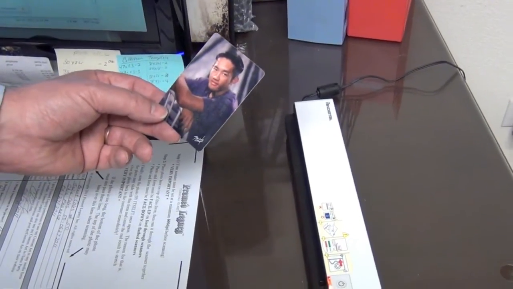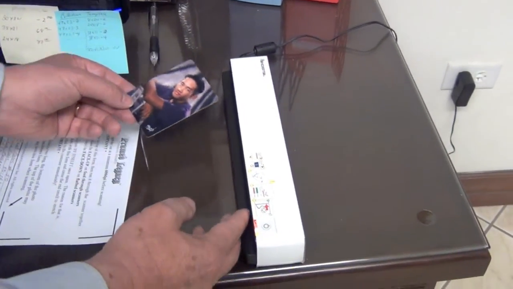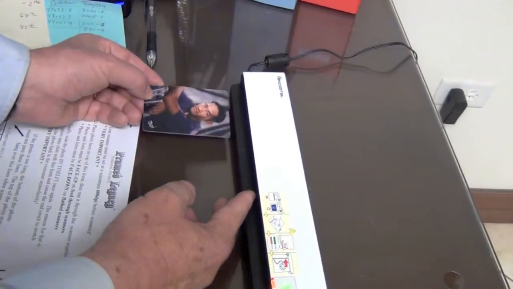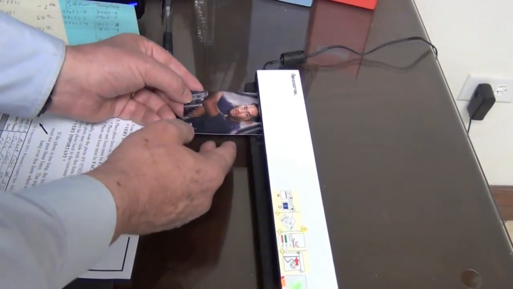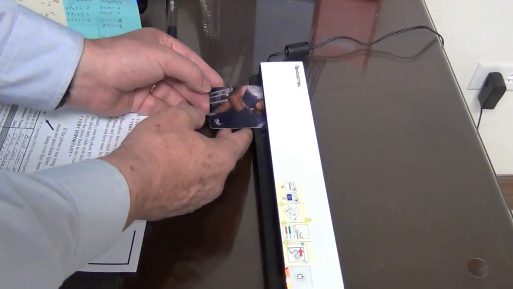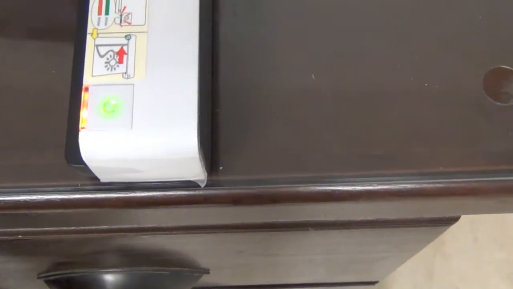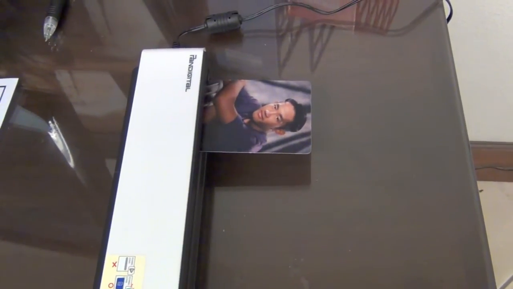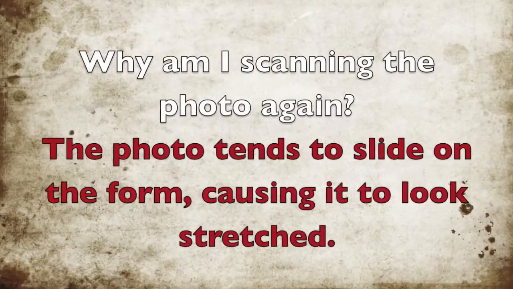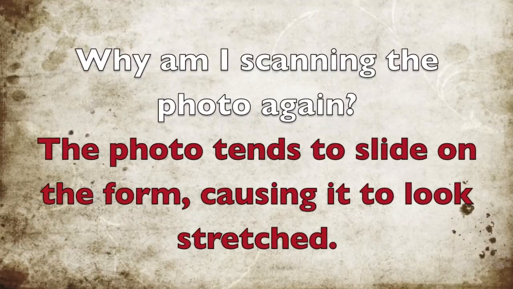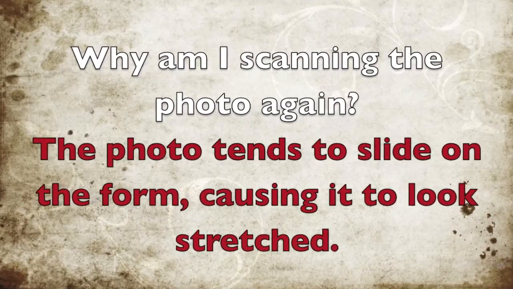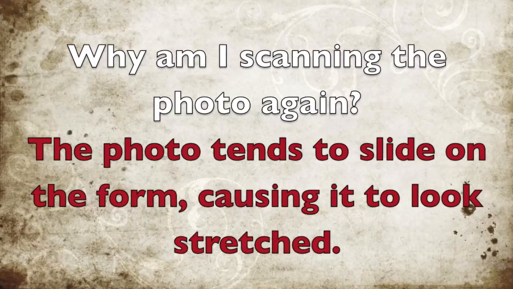Now we want to scan the picture by itself without the form. Slide the size scale slider. Because the picture's small, I'm going to slide it to fit what my picture size is. Make sure it scans all the way through at 600 dpi. Scanning the photo by itself prevents the stretching issue that's caused when scanning with the form.